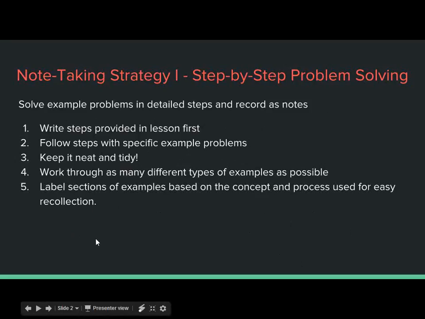And if there are many types of problems, you want to work through all of those so that you know how to do more than just one. So I may be great at or have a good idea of how to do exponential problems, but if I don't know anything about trigonometry, I need to take notes on that also. And labeling the sections based on the concept and process helps you organize that, so if you find a problem with trigonometry, you can look at your notes for that specifically.